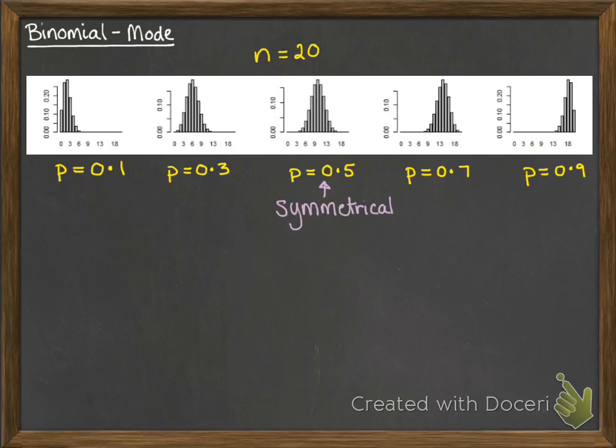So in the middle we have the 50-50 probability. That gives us a symmetrical shape to our distribution. Where we've got a probability less than 0.5, we have a right skew. It's called right because of where the tail is. So the tail of that distribution is going off towards the right. So that's a right skew. And on the other side, we have a left skew because the tail is heading off towards the left.